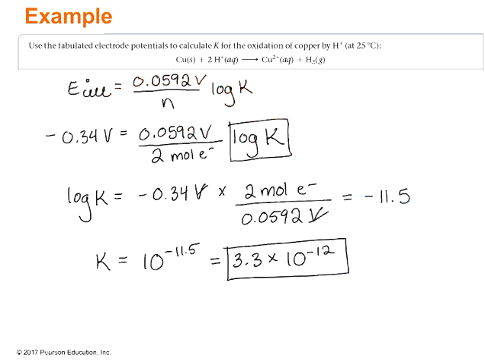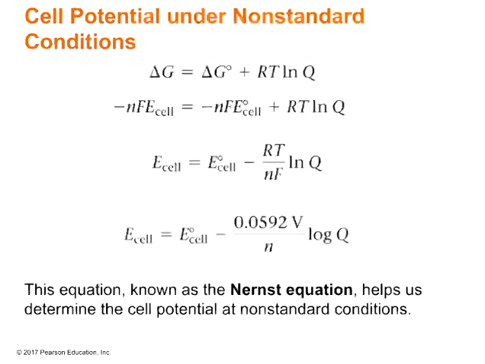Okay, so now that we know how to use that equation, where E cell is equal to 0.0592 over n times the log of K, we're going to expand on that idea. So remember in chapter 18, we learned how to calculate everything under standard conditions, and then we learned how to calculate Gibbs free energy under non-standard conditions. So let's learn how to calculate a cell potential under non-standard conditions.